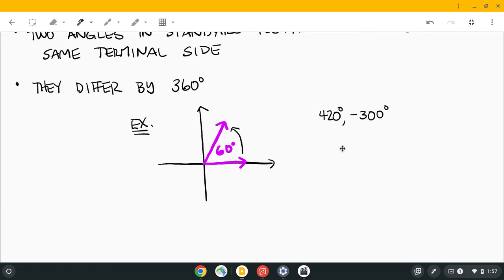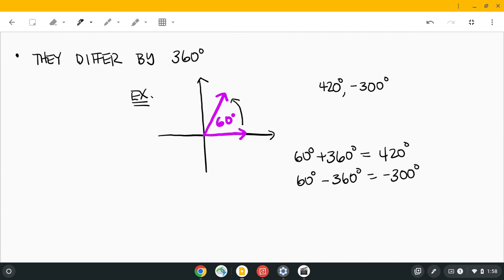So here we could see that I could take my 60 degrees, add 360 to it, and that's how I would get my 420. Or I could do my 60 degrees, subtract 360, and then that's how I would get my negative 300. In either case, if you just keep adding 360 degrees, then you will get a new angle that is coterminal. Same thing if you subtract 360 degrees. If you keep subtracting 360 degrees, you will get a new coterminal angle.